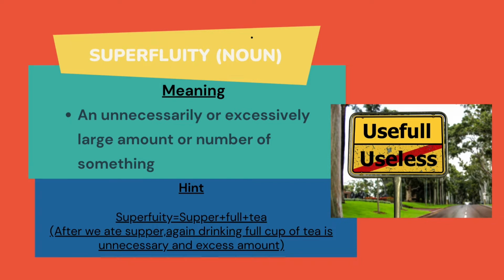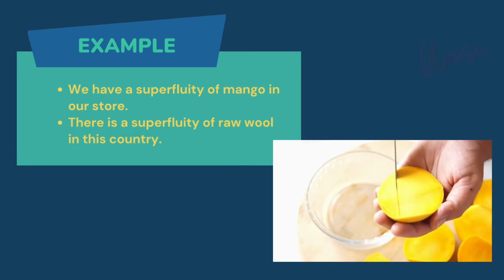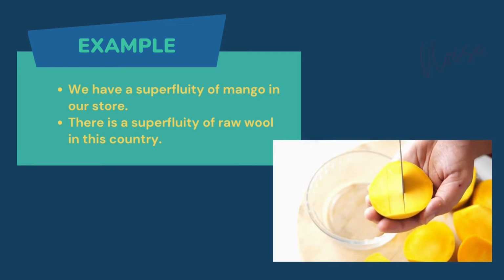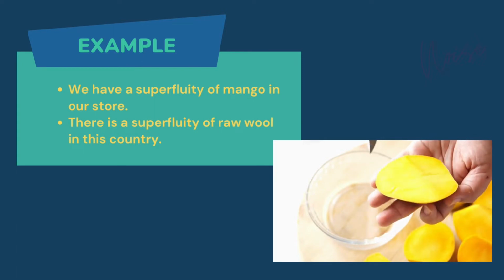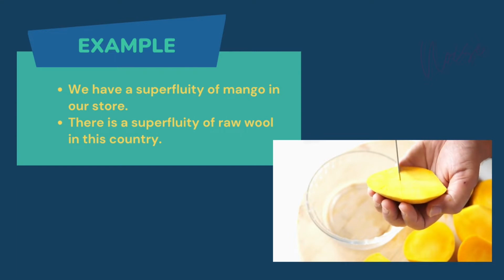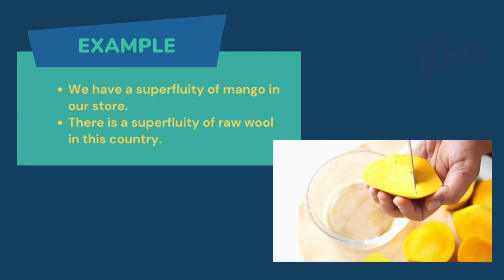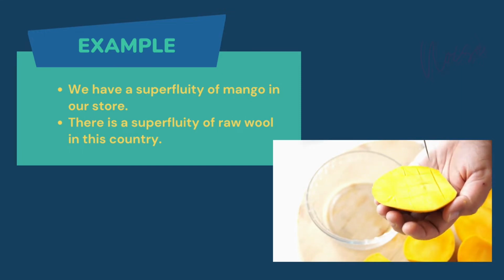The examples are: we have a superfluity of mangoes in our store. This means that we have a plethora of mangoes or surplus mangoes in our store. There is a superfluity of raw wool in this country. This means this country has excess wool or a plethora of wool.